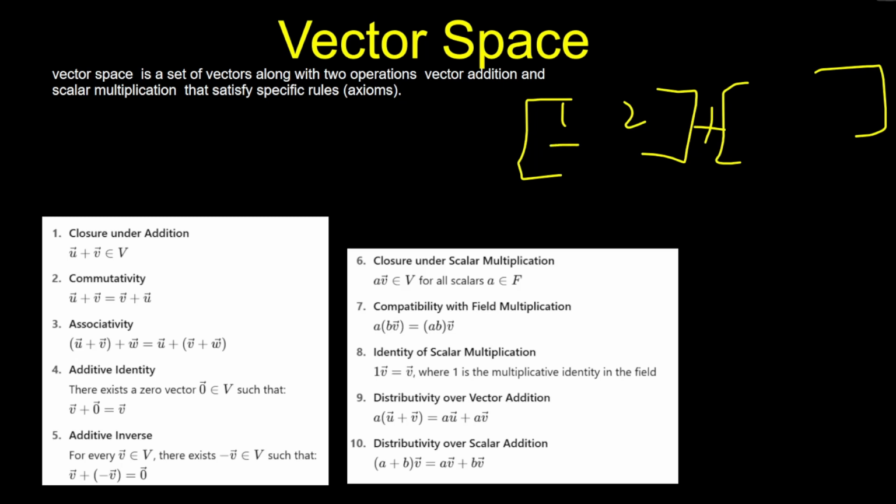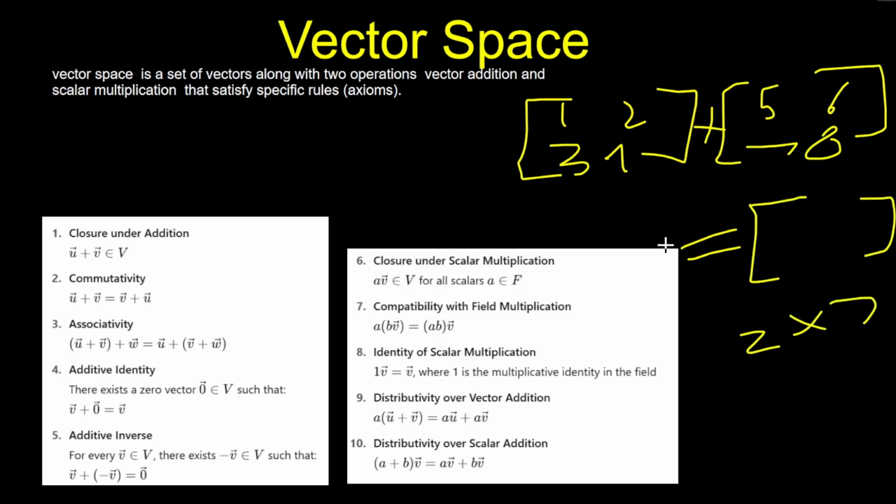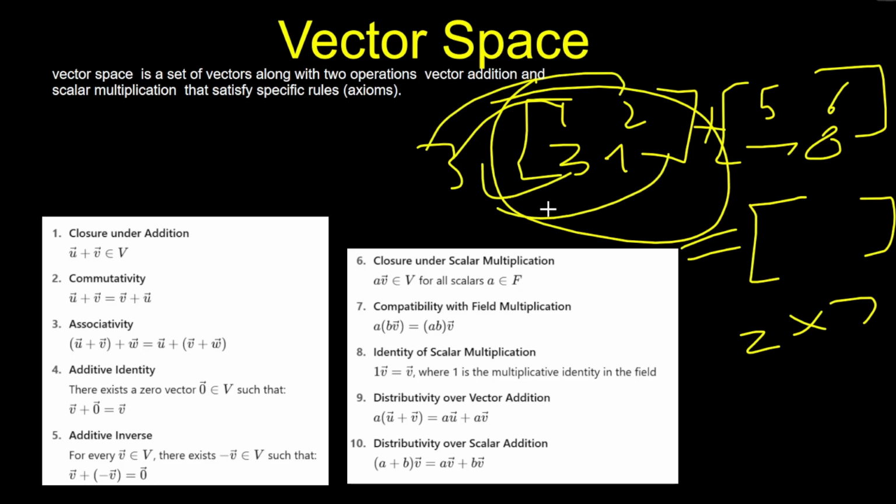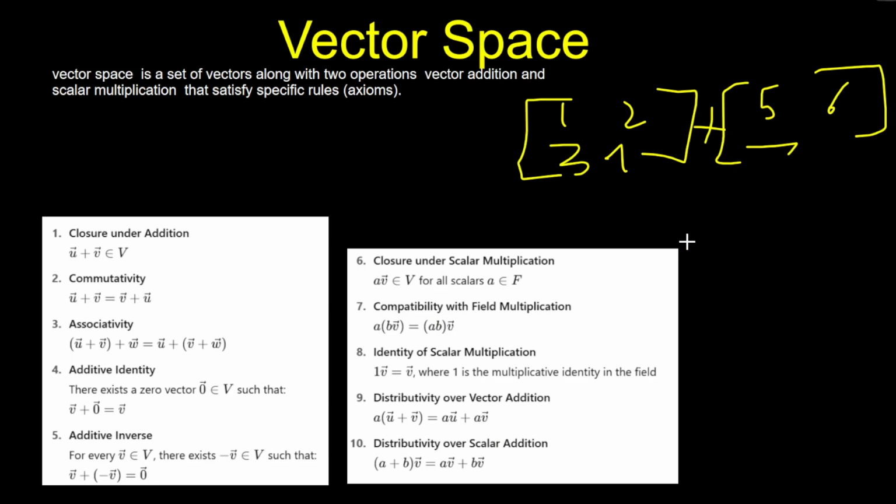Let's say 1, 2, 3, 4, 5, 6, 7, 8. And if we add this, we'll also get a matrix of 2 by 2. And we can also multiply this matrix with a scalar, let's say 3, and it will be multiplied to the corresponding elements. And it also follows all these rules, and it's also in a vector space.